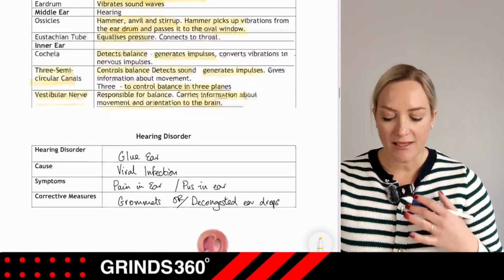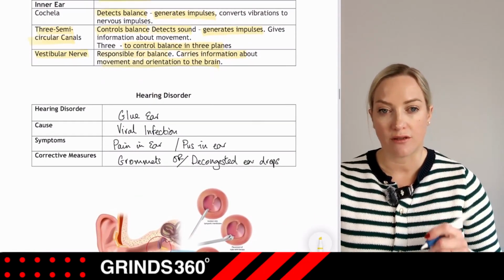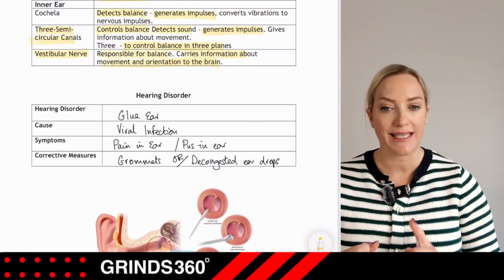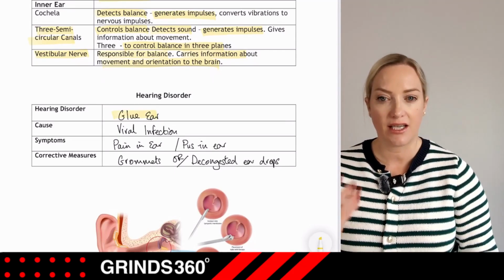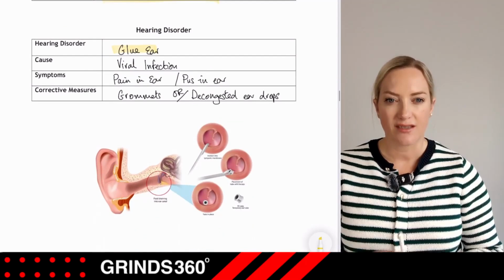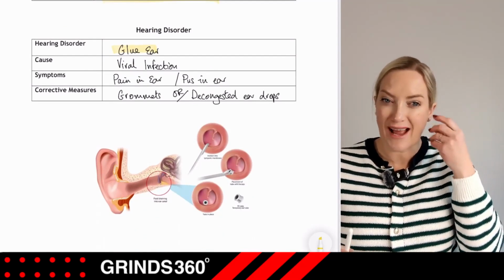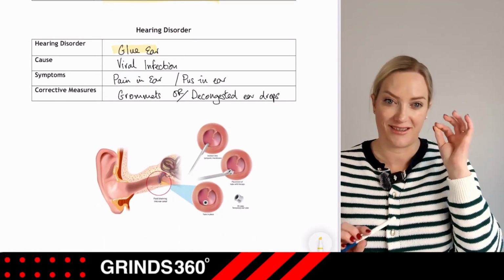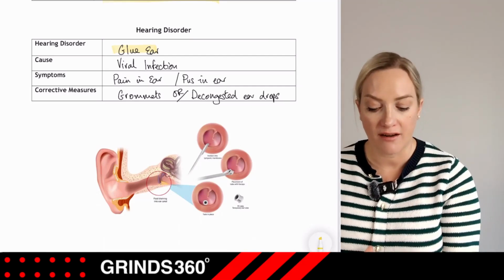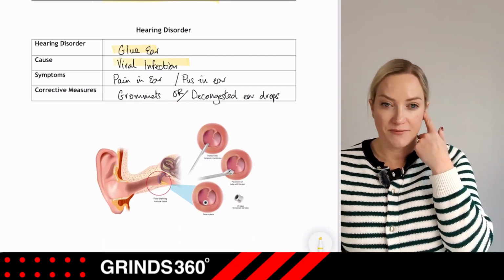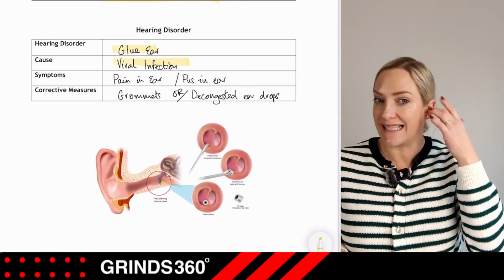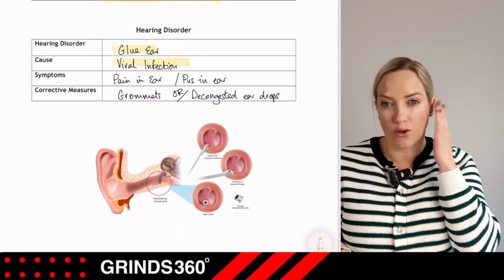Now, again, as I mentioned before, you need to know a disorder of either the eye or the ear, and I go with the ear. The hearing disorder I give is glue ear. So it's really full of wax and pus. Not very nice looking. It's caused by a viral infection. Your main symptom is an awful pain in your ear. And there might be pus that's leaking out a bit, or it might have dried up a bit.